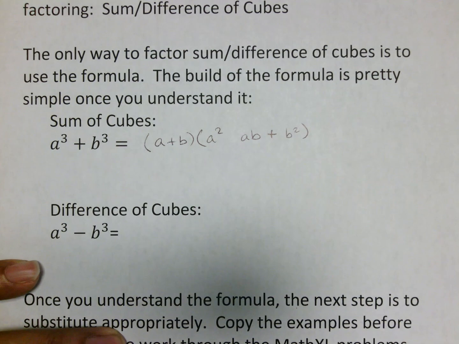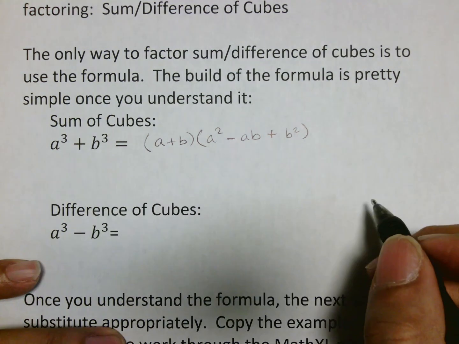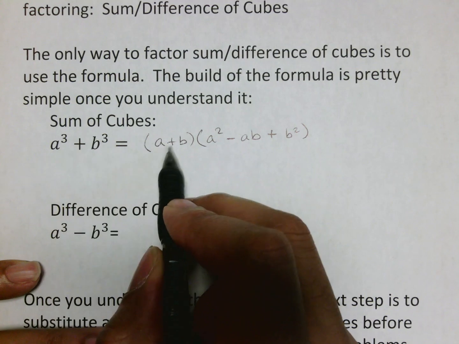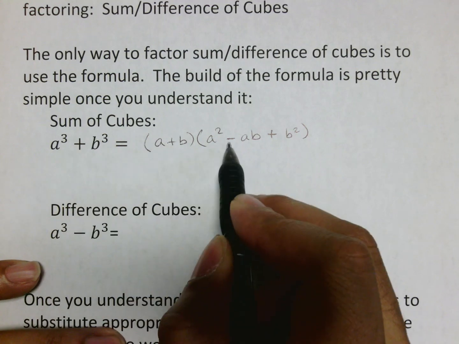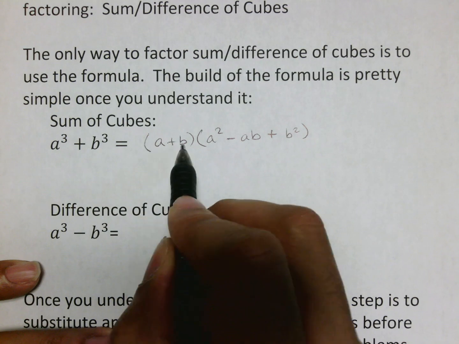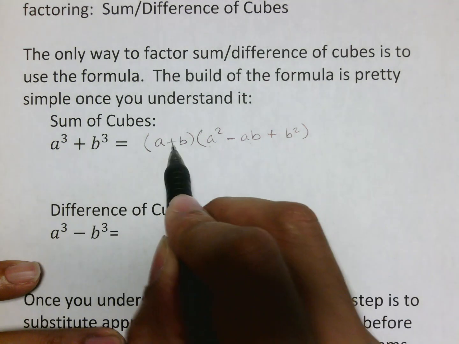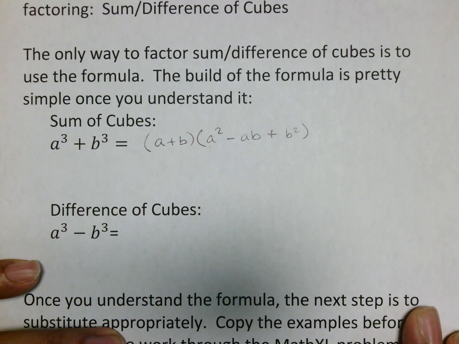But the part where you've got to make sure you're careful is that this symbol will always be different than that symbol. So since that is positive, that will be negative, and then that will always be positive. But again, it'll always be A plus B, A squared, AB, and B squared. You just got to make sure you flip that sign and always make this sign positive.